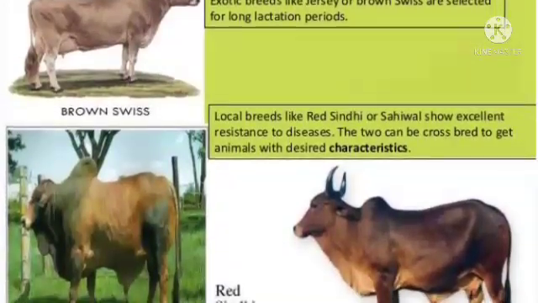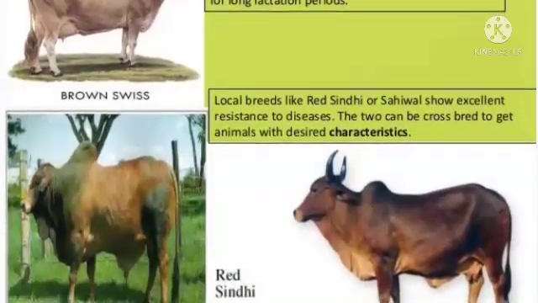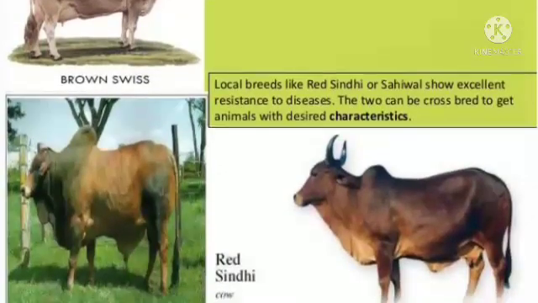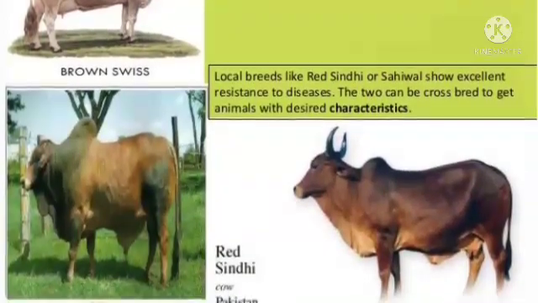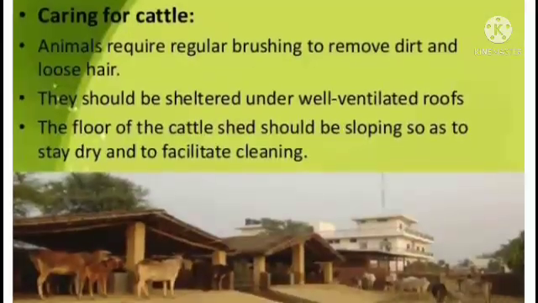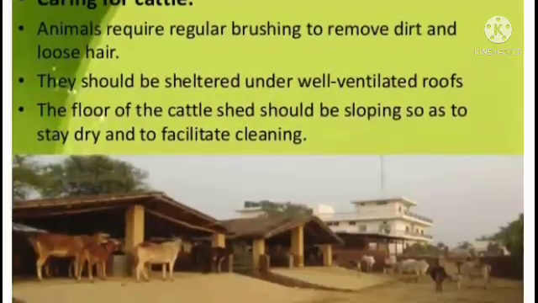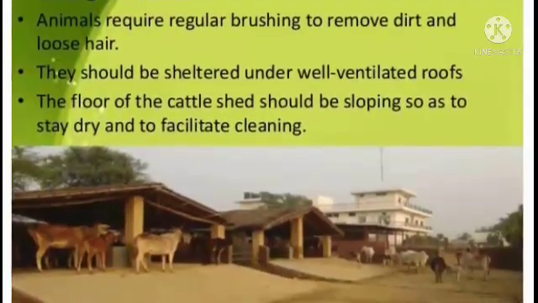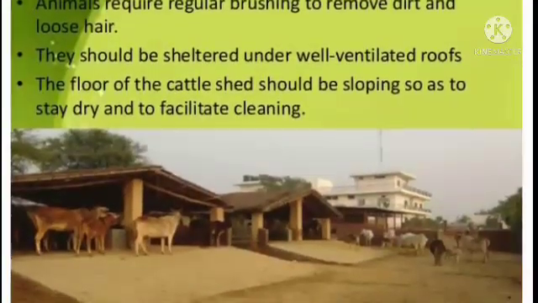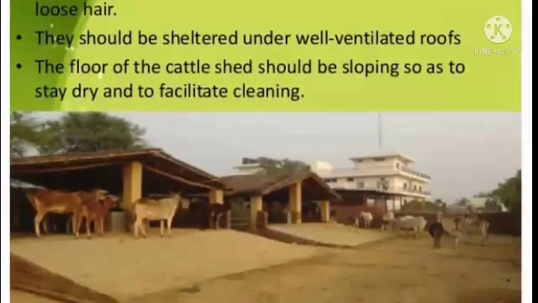Local breeds like Red Sindhi or Sahiwal show excellent resistance to diseases. The two can be crossbred to get animals with desired characteristics. Caring for cattle. Animals require regular brushing to remove dirt and loose hair. They should be sheltered under well ventilated roofs. The floor of the cattle shed should be sloping so as to stay dry and to facilitate cleaning.